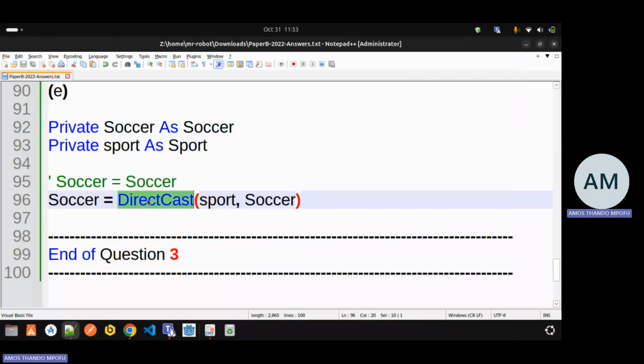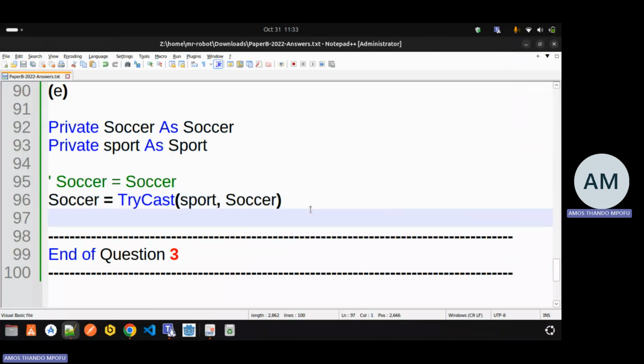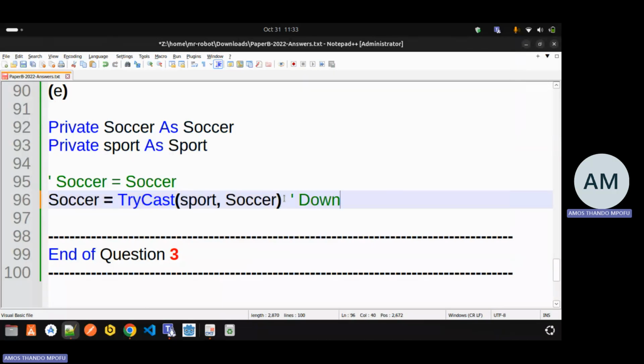But instead of direct cast, they typically use trycast. The difference is that with trycast, it returns an exception if it's not found. So let's just use the trycast, and direct cast doesn't return an exception, right? So let's use trycast because that's in the slides. When they demonstrate downcasting, they use trycast. So downcasting is actually good because we can actually fail to cast.